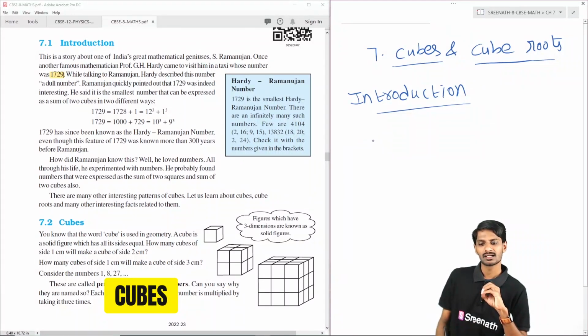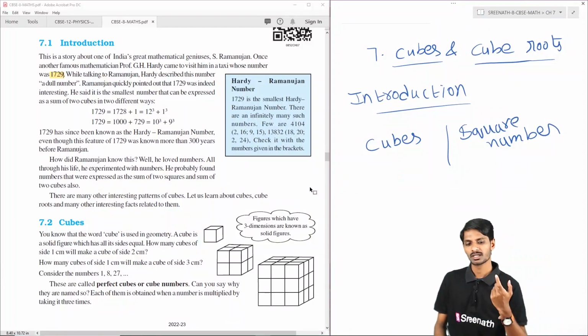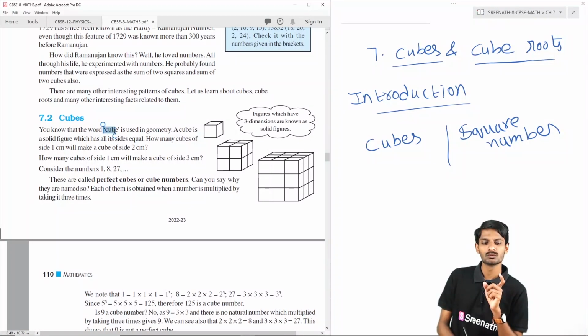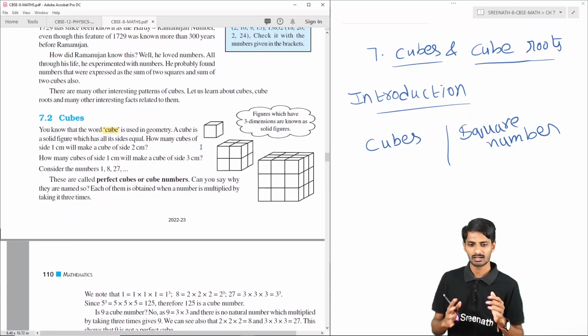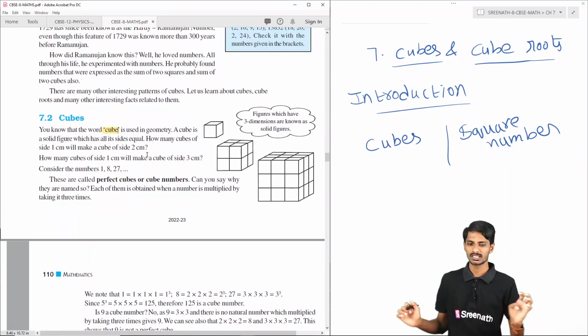So our present interest is in cubes. Previously we have discussed square numbers. Now we are going to discuss cubes or cube numbers, whatever it may be. Basically the word cube is used in geometry, students. A cube is nothing but a solid figure which has all sides equal. Okay, so how many cubes of side 1 centimeter will make a cube of side 2 centimeter?